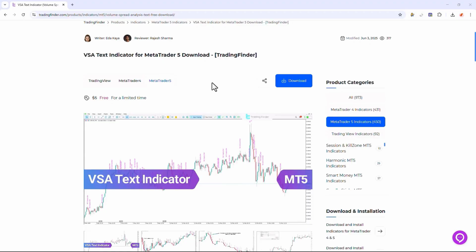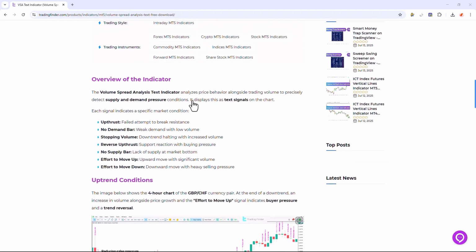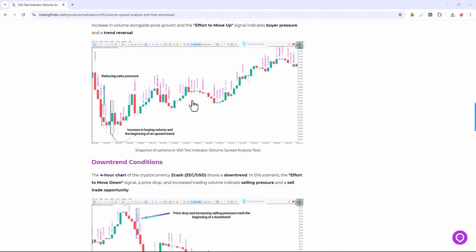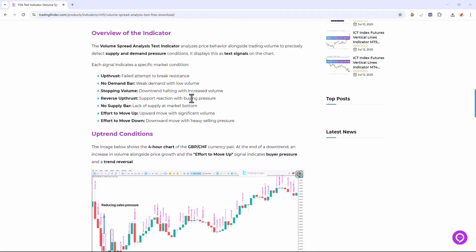The volume spread analysis text indicator is available for various platforms on the TradingFinder website. From this section, you can download the indicator file for MetaTrader 4 and MetaTrader 5 platforms and run it on your chart. Additionally, traders can read this page to learn about how the indicator works and its functionality.